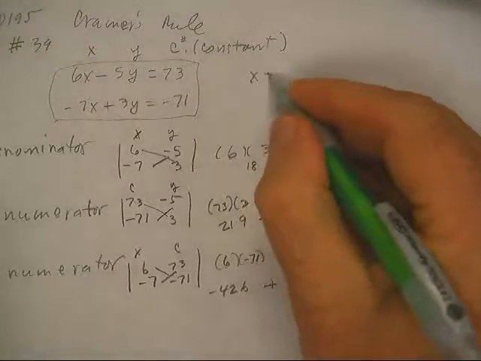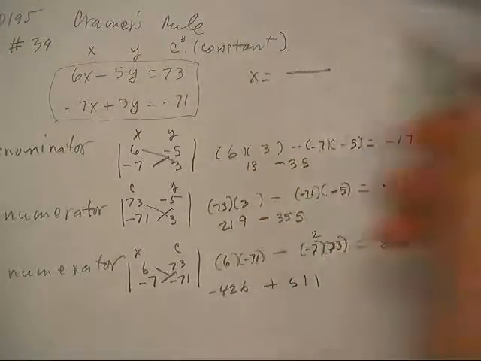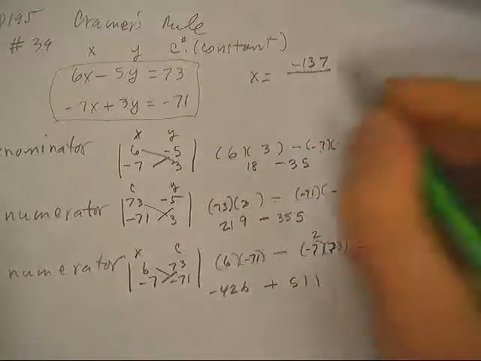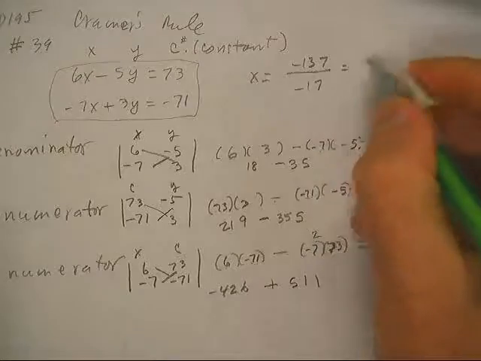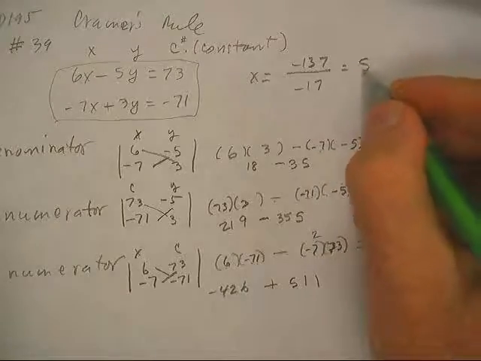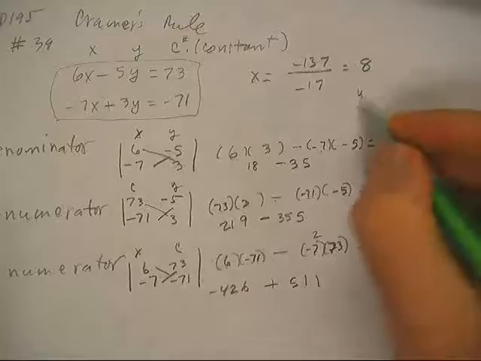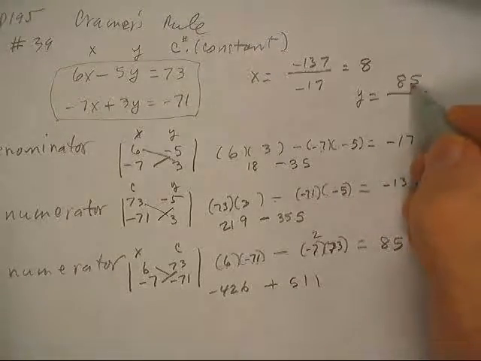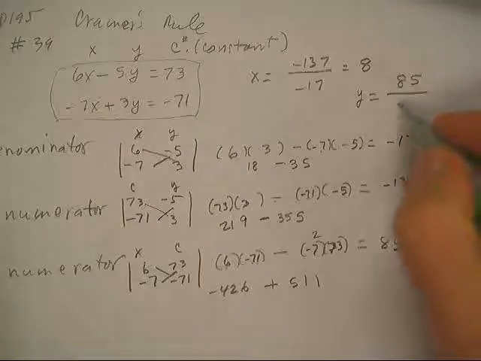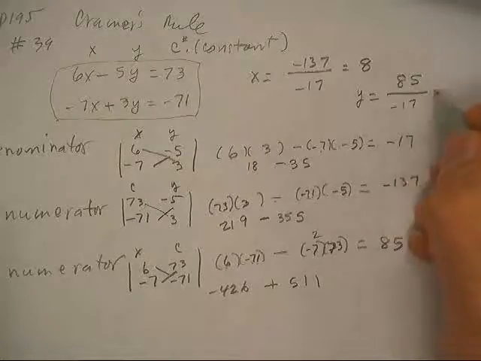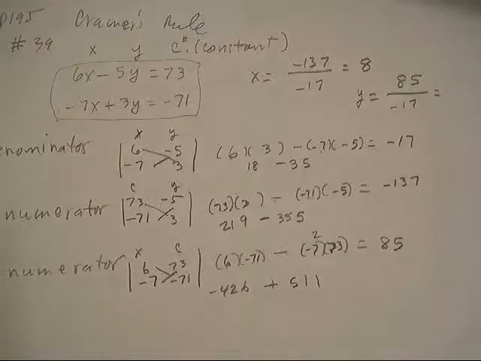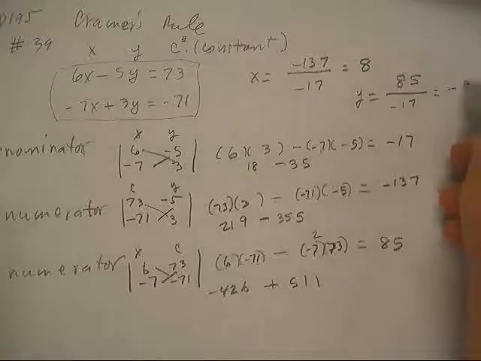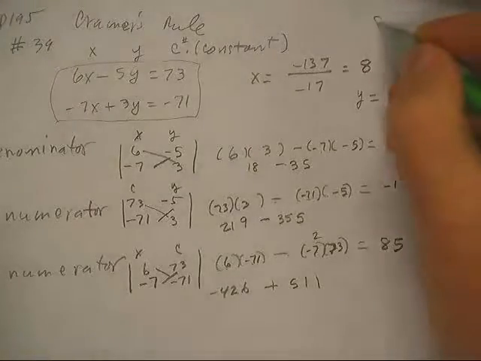Okay, and then to find X, you just use the X numerator and the denominator. When you divide that, you get 8. And then for Y, you use the Y numerator and the denominator. And this one is negative 5. So there's my answer, 8.